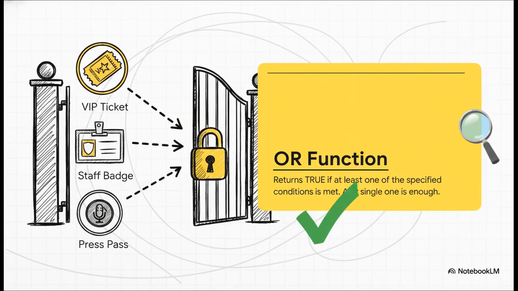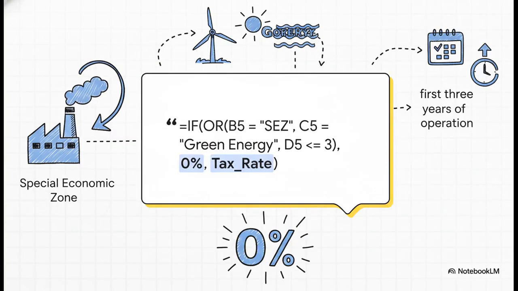Now, the OR function, on the other hand, is a lot more relaxed. It's like a multi-access pass. You can get in if you have a VIP ticket, or a staff badge, or a press pass. You don't need all of them. Any single one is enough to open that gate. And this formula shows that flexibility perfectly. The model is asking, is the company in a special economic zone? Or is it a green energy project? Or is it in its first 3 years of operation? If any one of those is true, the tax rate drops to 0. It's just perfect for these kinds of flexible qualifying conditions.